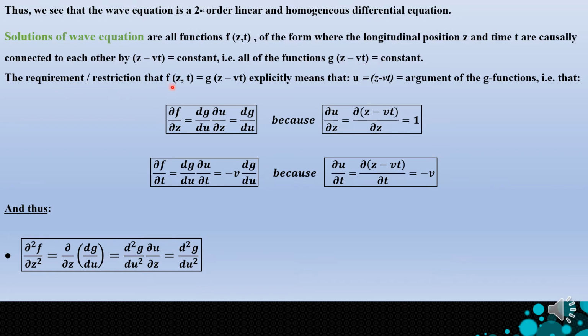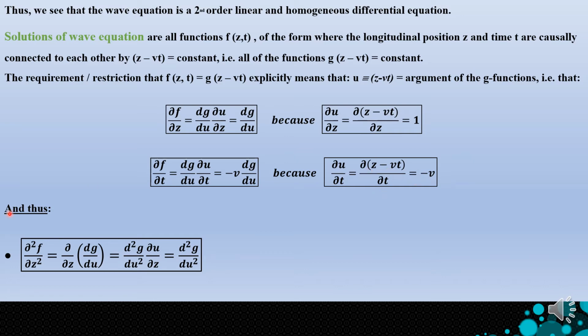The requirement that f(z,t) = g(z − vt) explicitly means that u = z − vt is the argument of the g function, such that ∂f/∂z = (dg/du)(∂u/∂z) = dg/du, because ∂u/∂z = ∂(z − vt)/∂z = 1. And similarly ∂f/∂t = (dg/du)(∂u/∂t) = −v dg/du, because ∂u/∂t = ∂(z − vt)/∂t = −v.